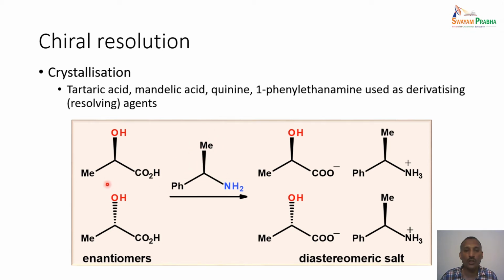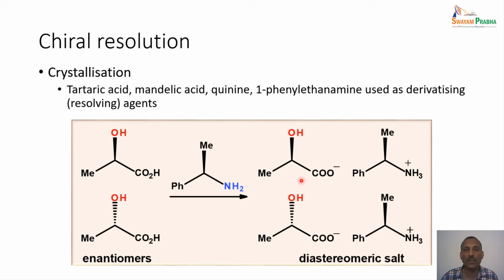the resolving agent. We have two enantiomeric carboxylic acids. When these two carboxylic acids are treated with an amine, they form the salt. These two compounds are diastereomeric salts. What is a diastereomer? A diastereomer will have the configuration of one carbon the same and the other carbons different. In this particular case, these two chiral centers have the same configuration, whereas these two have opposite configuration. So these are diastereomeric salts, and since they are diastereomeric salts, they will have different physical properties.